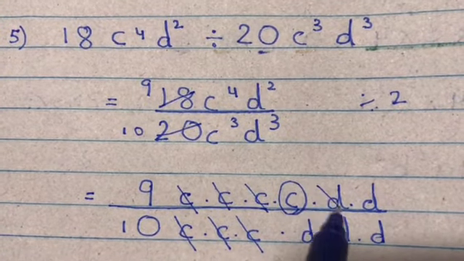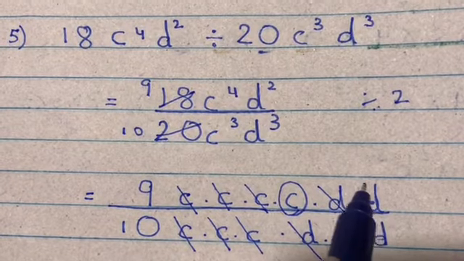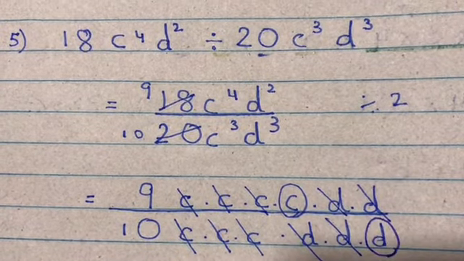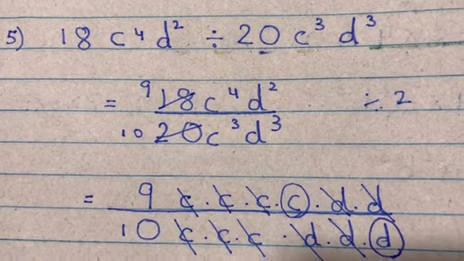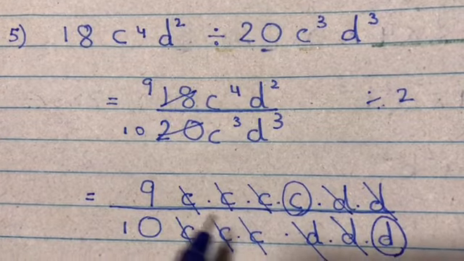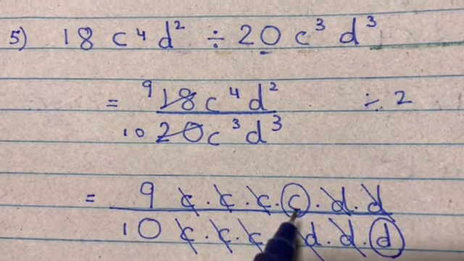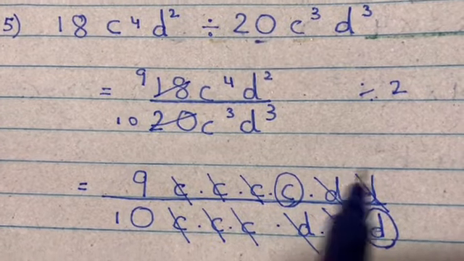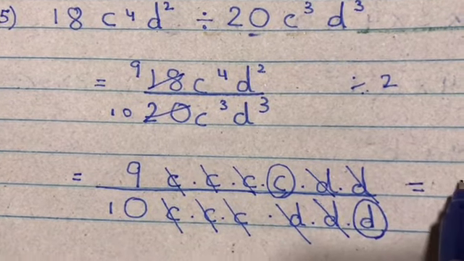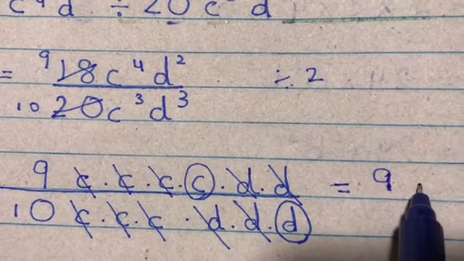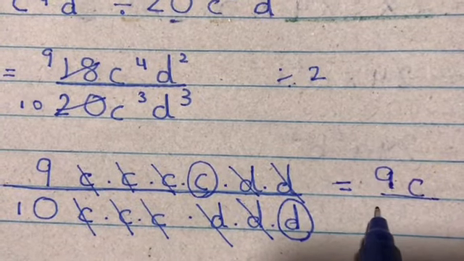Time for the D. One D with one D, one D with one D. Now there's a D left here, right? So on the top we have a C, at the bottom we have a D. So at the top we have 9C, at the bottom we have 10D. So it becomes equal to 9C over 10D.